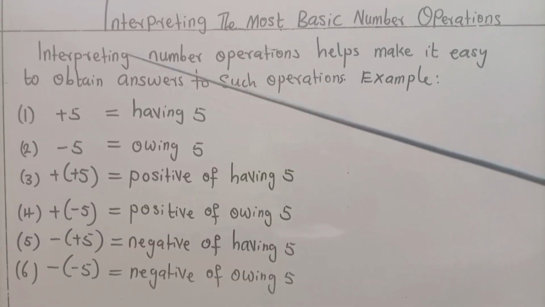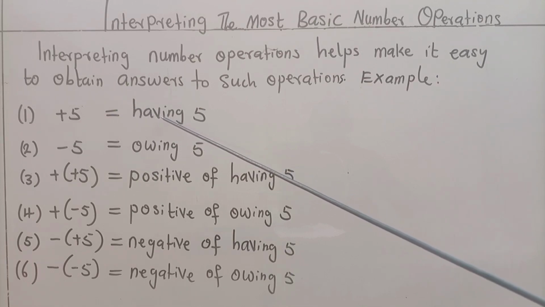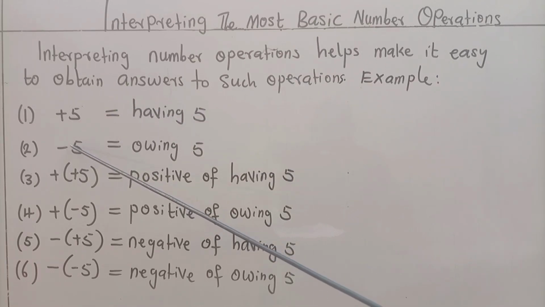Here come the meanings. The first one, plus 5, means having 5. Minus 5 means owing 5. Plus bracket plus 5 means positive of having 5. Plus bracket minus 5 means positive of owing 5. Minus bracket plus 5 is negative of having 5. Minus bracket minus 5 is negative of owing 5.